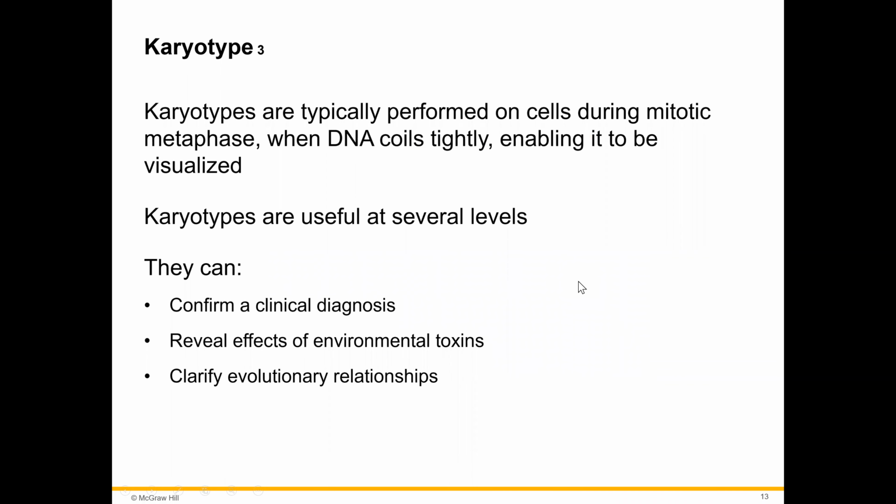So we arrange chromosomes in order and we give them numbers. Karyotypes are typically performed on cells during mitotic metaphase. So we need to extract DNA from a cell, but when exactly do you want to do it? You want it when cells start dividing, right? Then DNA coils tightly and you can really extract nice chromosomes without damaging them. And it also makes it easy to visualize.